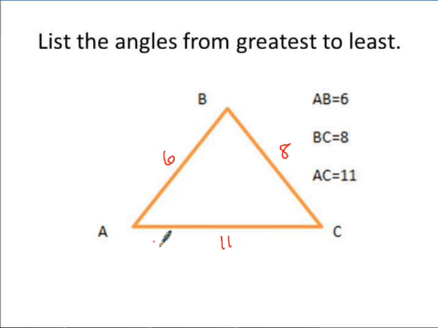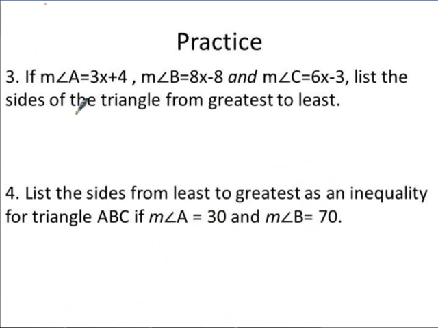So the biggest side is AC. The angle across from that is B, angle B. Across from 8 is angle A, and across from the 6 is angle C. That's it. So some practice, all right?